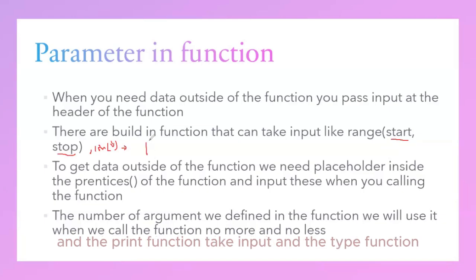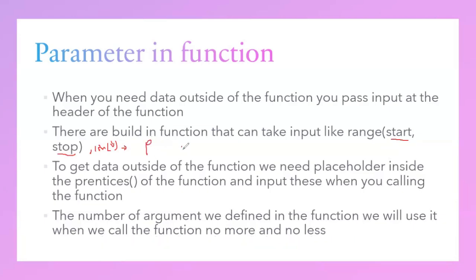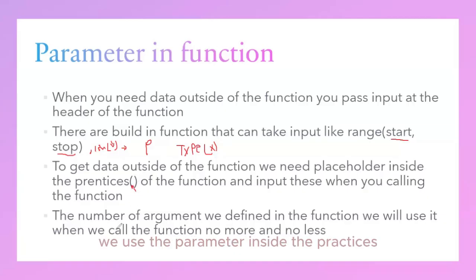And the print function takes input, and the type function we use to find the type of a variable like x: type integer, type float, and so on. We use the parameter inside the parentheses. When we call the function again, we must input the parameter we defined inside the structure of the function. If I define a variable here, like a name, when I call the function by its name, I must define the data.